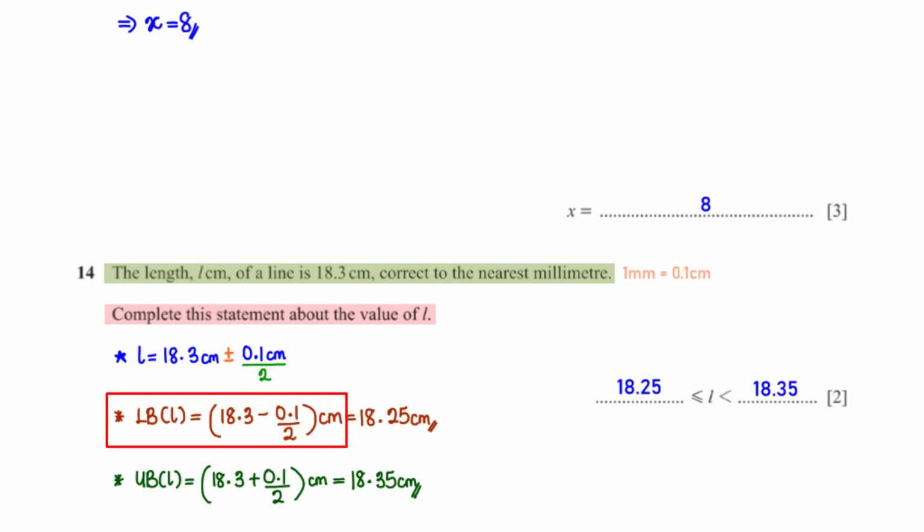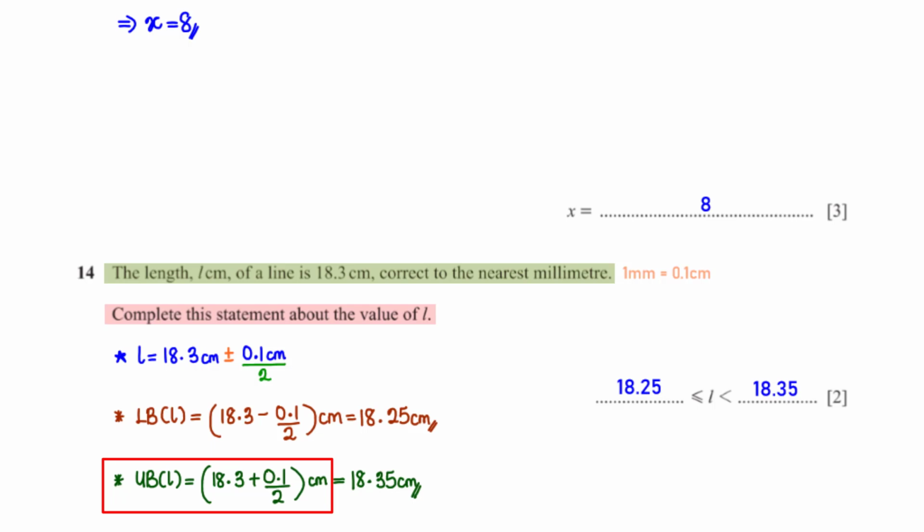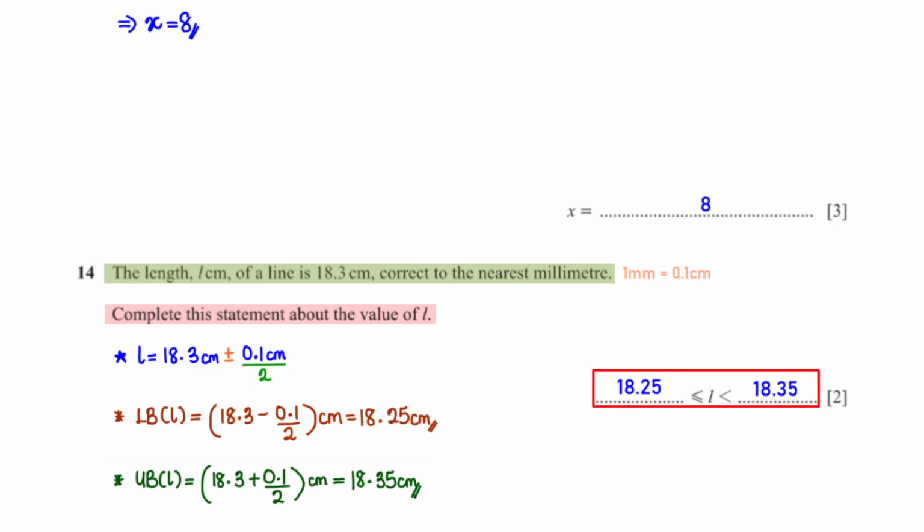So for the lower bound of L, we have 18.3 minus 0.1 over 2 centimeters, which is equal to 18.25 centimeters. And for the upper bound of L, we have 18.3 plus 0.1 over 2 centimeters, which is equal to 18.35 centimeters. So we have L is greater than or equal to 18.25 and less than 18.35.